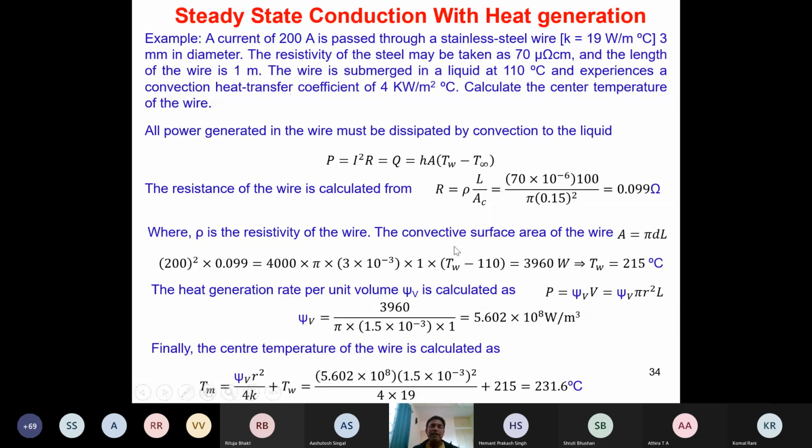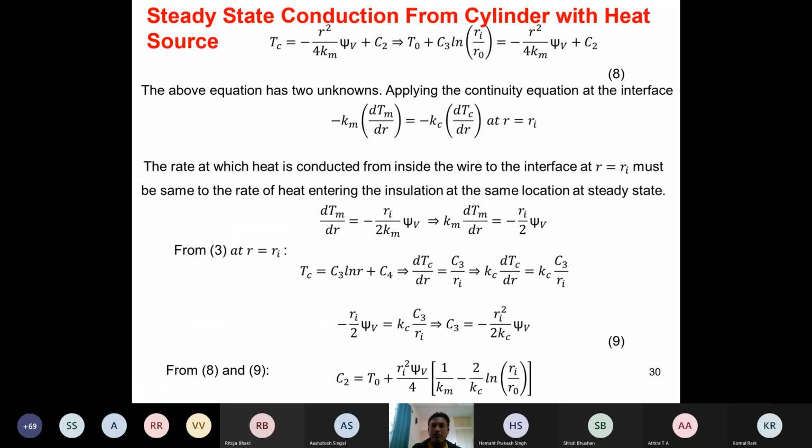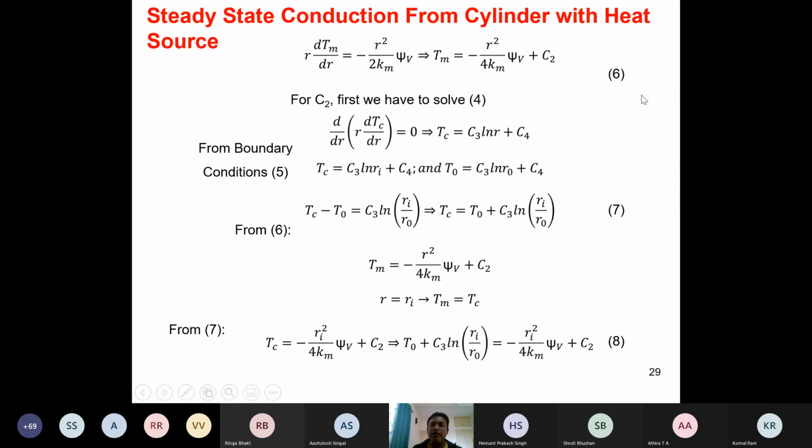The temperature at the center, Tm, can be obtained as psi V r square by 4k plus Tw. This can be directly obtained by solving this equation. If you rearrange this equation at the center, then C2 you can obtain by putting the other boundary condition.